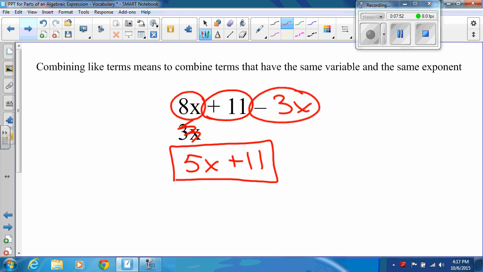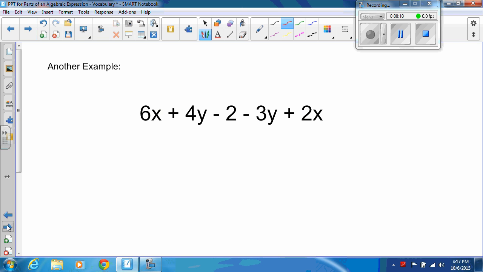This is all I can do. This is simplifying as well. When we combine like terms here, it also means that we're simplifying. So we simplified that expression to as simple as it can get. 5x plus 11 is as low as I can go, so to speak. Here's another example, a little bit more to do.